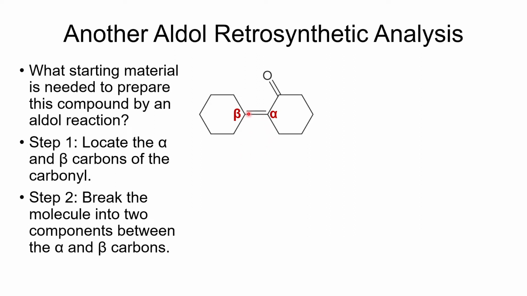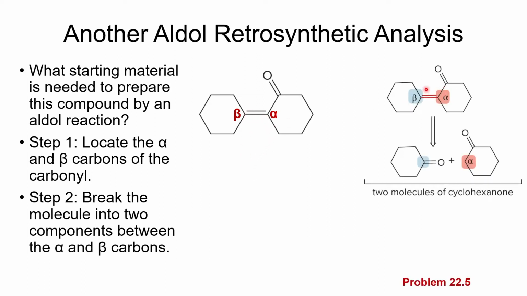And so since that's the new bond that you formed, the beta is going to be a carbonyl. So in this case, it's a ketone, and the alpha is going to be the alpha carbon on the other molecule of the carbonyl. You'll notice here that we've got cyclohexanone as our 2 starting molecules.